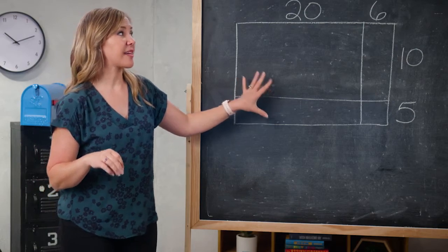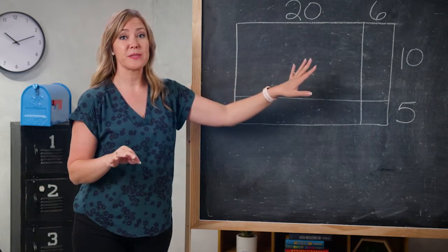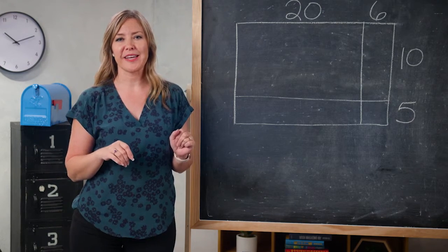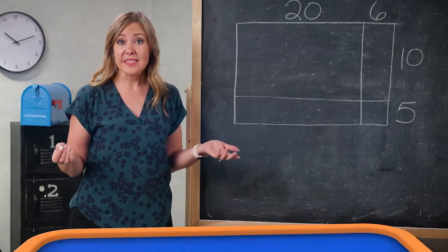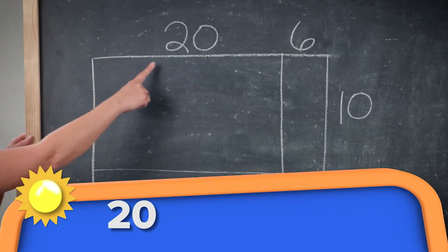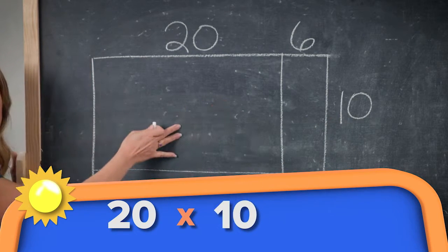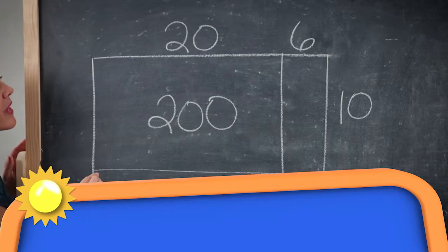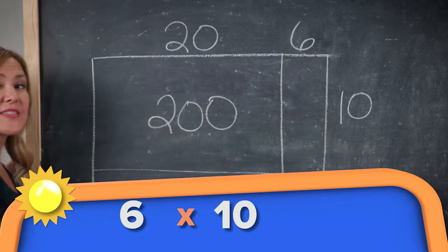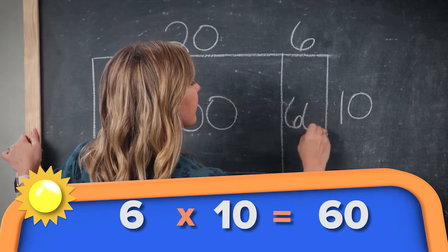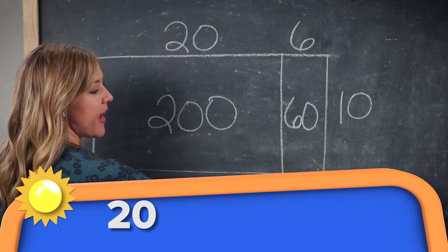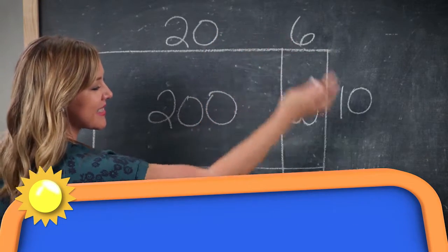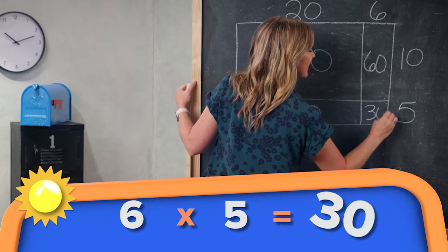Now, I drew this box to scale with the numbers that we're using, but you can always draw a very simple box with 4 spots for your partial products. Now we multiply to fill in the 4 boxes. 20 times 10 gives us 200. 6 times 10 gives us 60. 20 times 5 is 100. And 6 times 5 is 30.